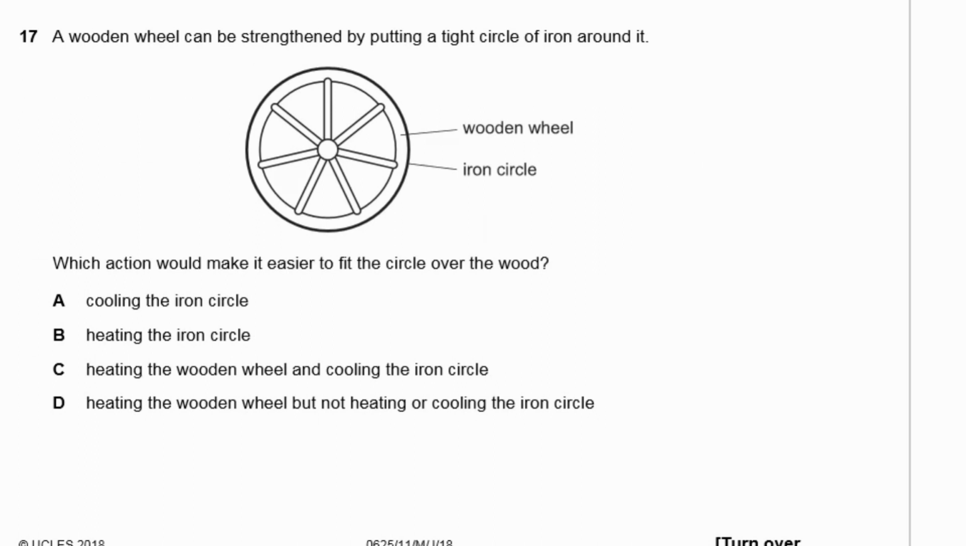17. A wooden wheel can be strengthened by putting a tight circle of iron around it. What action would make it easier to fit the circle over the wood? Well, if you take this iron circle and you heat it up, it'll get bigger. Okay, so if you cool the iron circle, it gets colder. That would make it a real pain. No, heating the iron circle, that's a possibility. Heating the wooden wheel and cooling the iron circle, well, that would really annoy you if you tried to do that. Heating the wooden wheel but not heating or cooling the iron circle. No. Foolish, do not do that. You want option B, heat that iron circle.